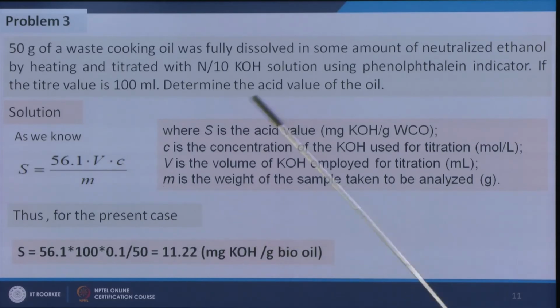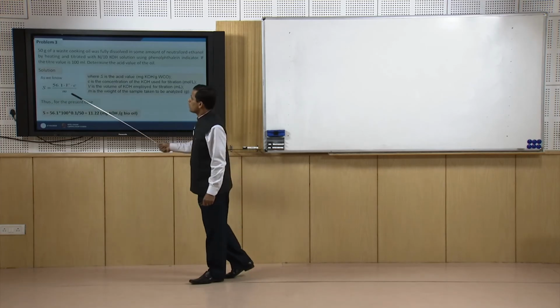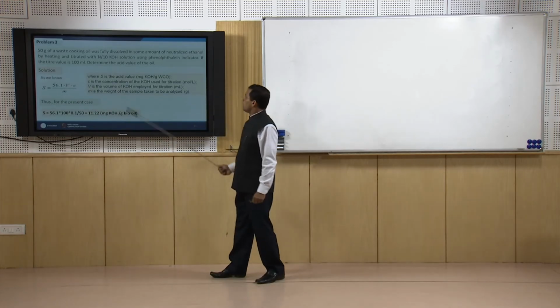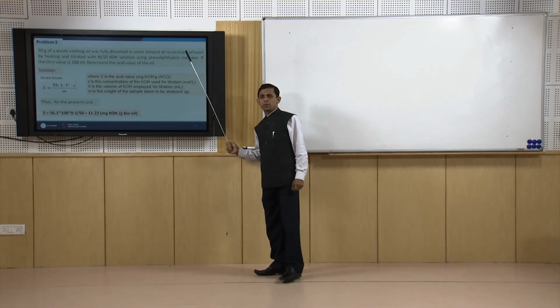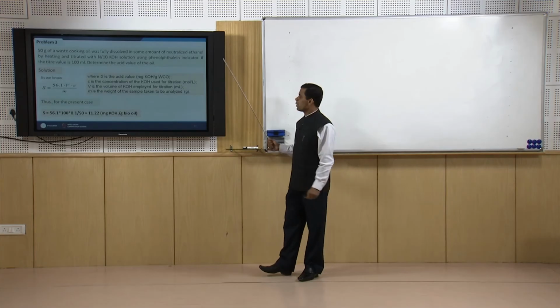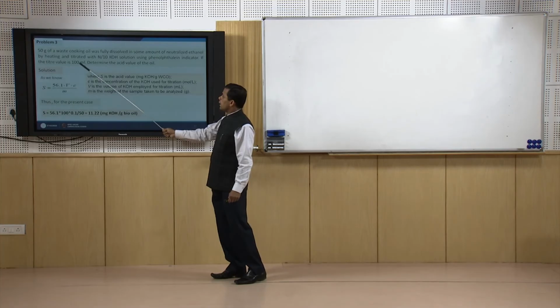B is the volume of the KOH solution added in ml, C is the concentration of KOH used in mole per liter, and M is the weight of the sample taken to be analyzed in gram. So, this is the formula to determine the acid value. We have also discussed in the previous module that the neutralized ethanol is made through a specific protocol, so we are not going there. Now we have this formula and the information is given.